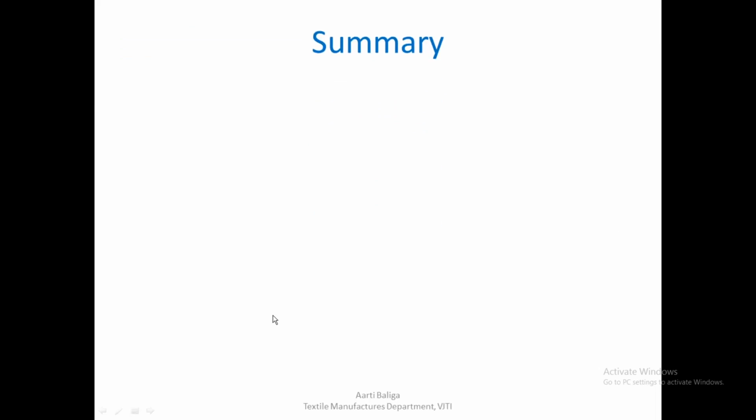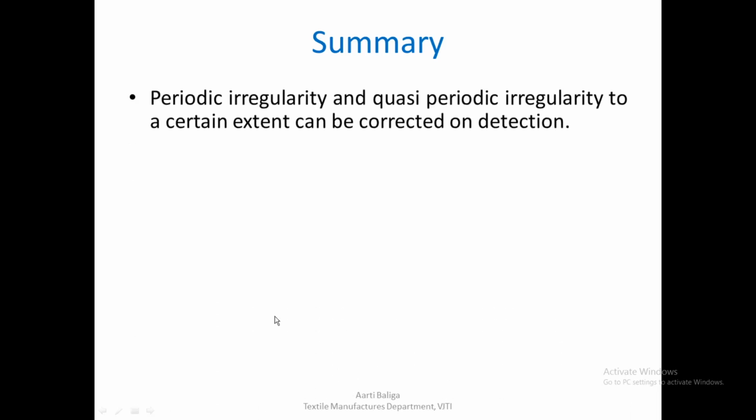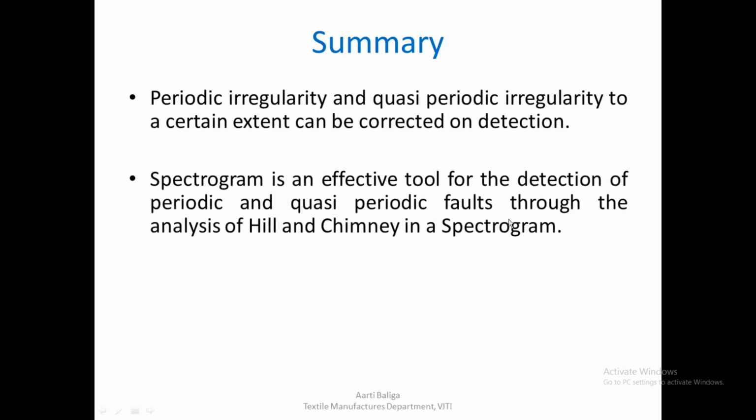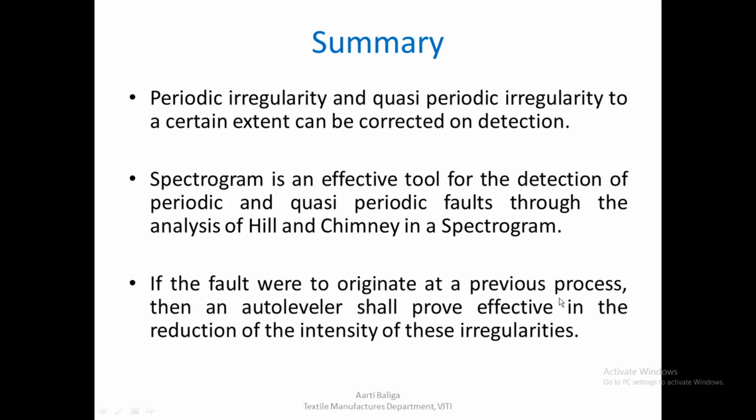So to summarize this entire understanding of spectrogram, periodic irregularity and quasi-periodic irregularity can, to a certain extent, be corrected once you detect them. Spectrogram is an effective tool for the detection of periodic and quasi-periodic faults through the analysis of hill and chimney in the spectrogram. If the fault were to originate at a previous process, then an auto-leveler shall prove effective in the reduction of the intensity of these irregularities.